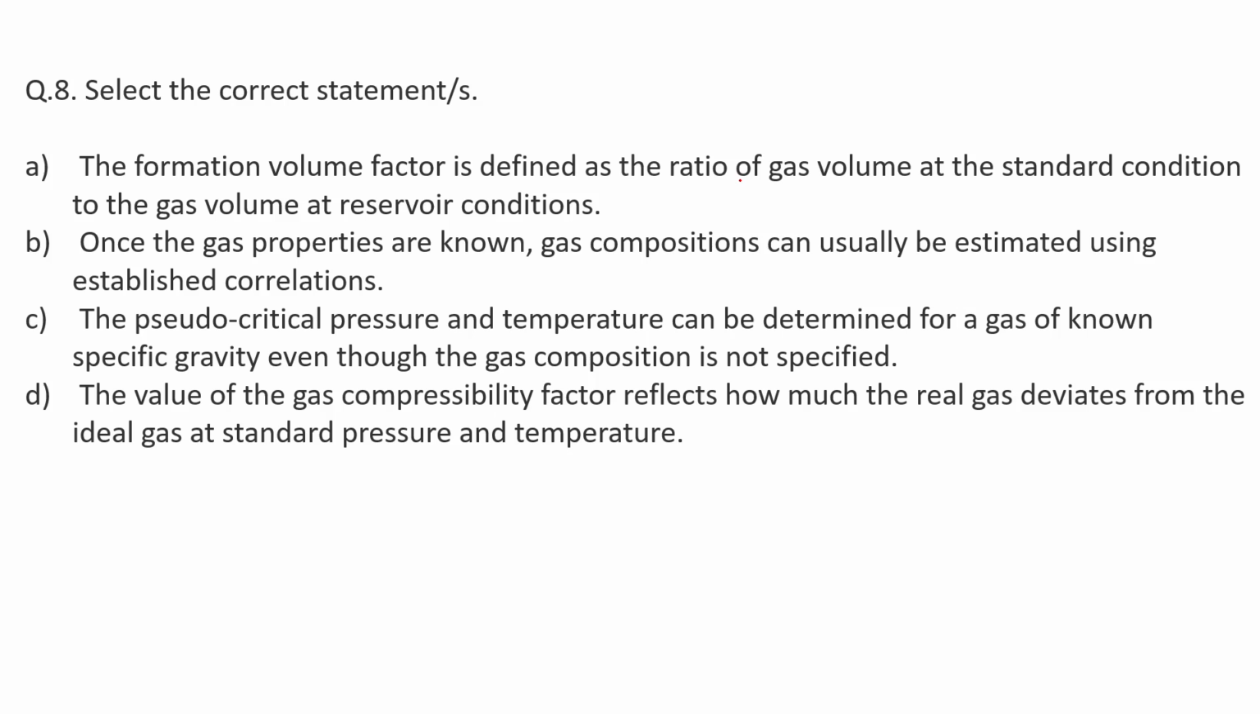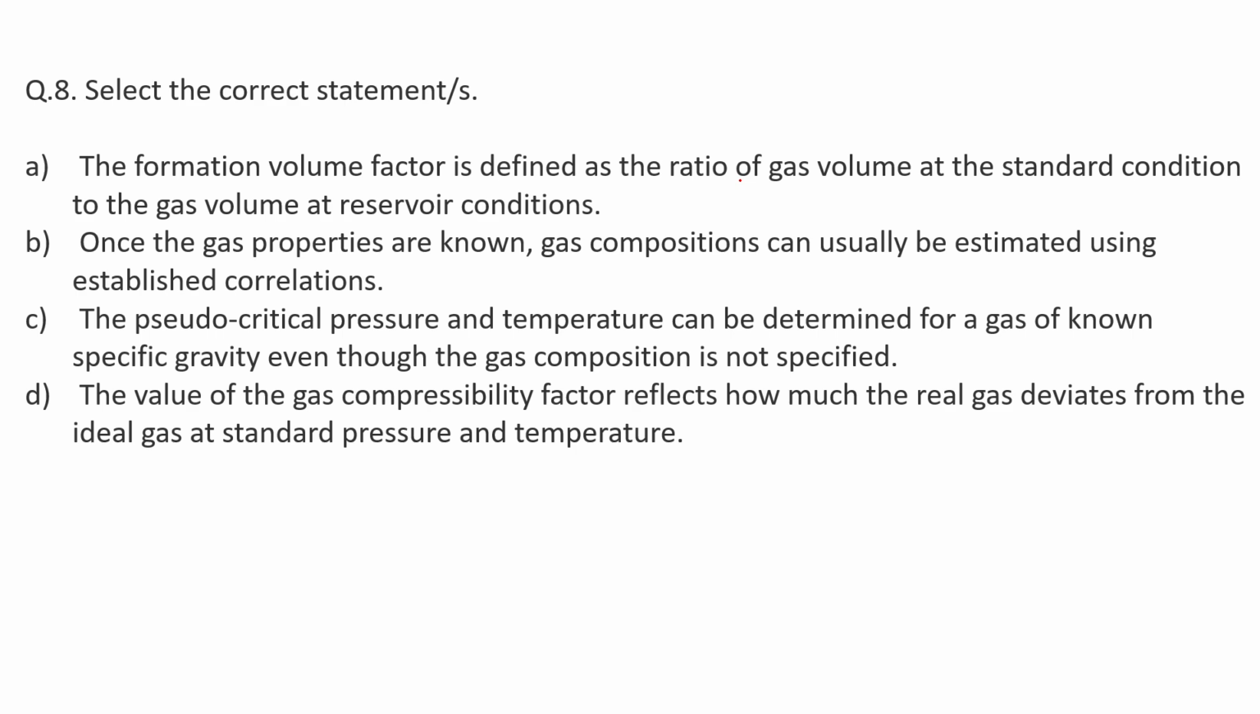Option B is that once the gas properties are known, gas compositions can usually be estimated using established correlations. Option C, the pseudo-critical pressure and temperature can be determined for a gas of known specific gravity, even though the gas composition is not specified. And option D, that the value of gas compressibility factor reflects how much the real gas deviates from the ideal gas at standard pressure and temperature.